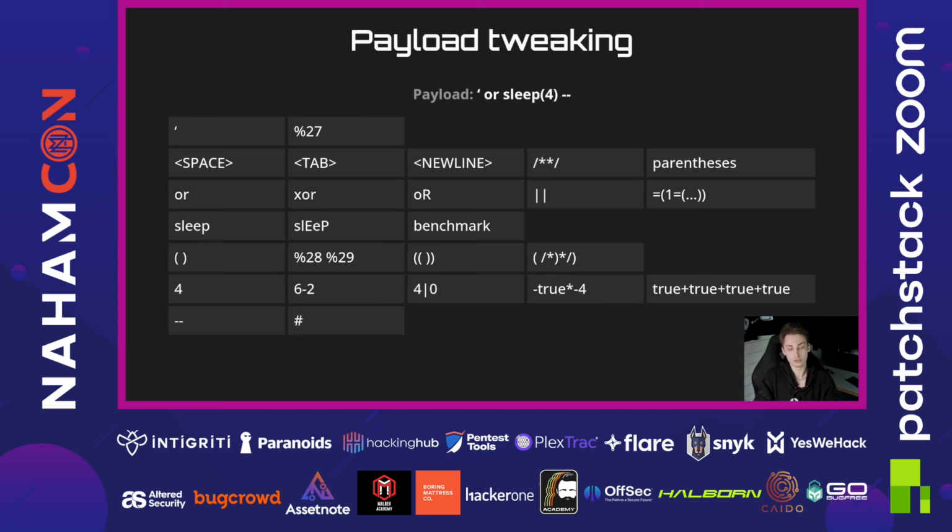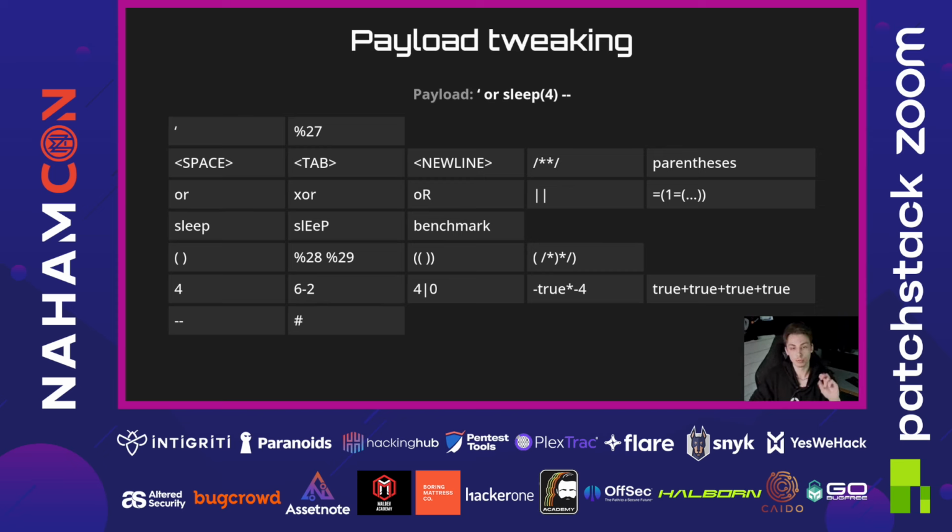4 is also a value that you can manipulate a lot. For a 4, you can take 6 minus 4. You can take 4 bitwise or 0, which will be 4, depending on your SQL again. And you can take minus true, which is equal to 1. True is equal to 1, depending on the SQL, but you get the point. So minus true multiplied by minus 4 will result in 4. Or you can take true plus true plus true plus true, which will be 1 plus 1 plus 1 plus 1, which will be 4. You can also use a comment instead of double minus signs. You can use, for example, a hashtag.